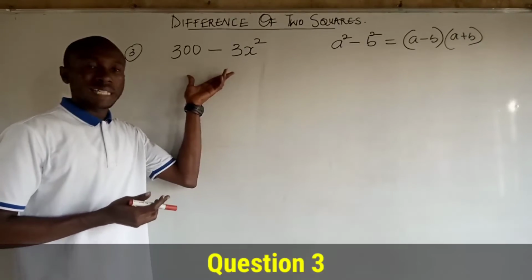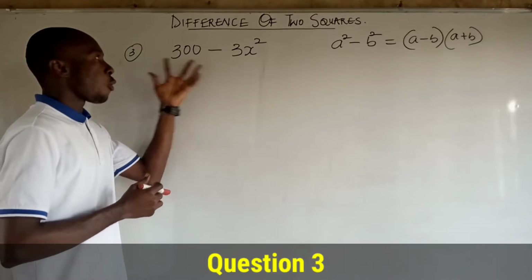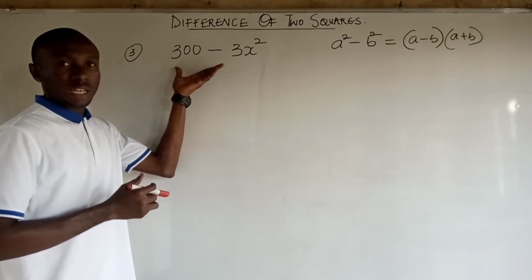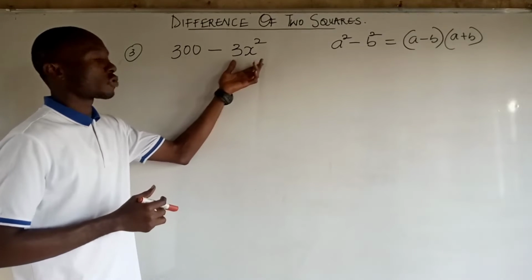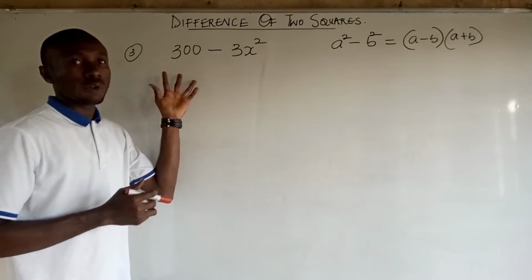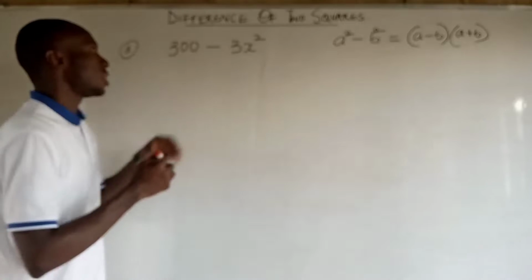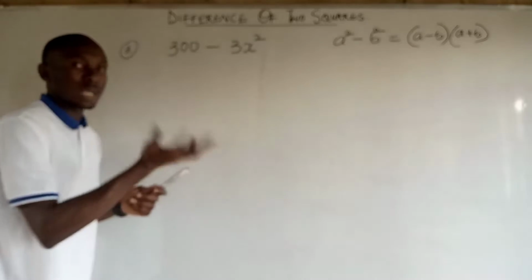So question number 3, we want to simplify or factorize this algebraic expression, 300 minus 3s squared. Now the very first thing you want to do is to make sure they are all in square. So you can see 3 and 300 both have a common term.